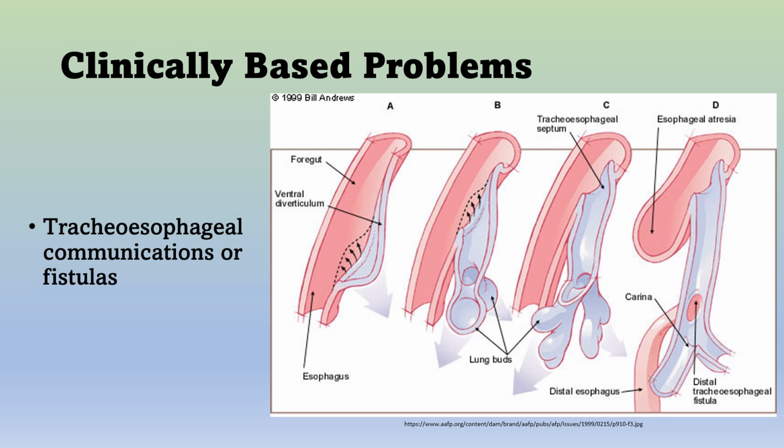Abnormal development in the embryonic stage is due to problems in formation or separation. Failure of the foregut to fully separate into the trachea and esophagus results in tracheo-esophageal communications or fistulas.